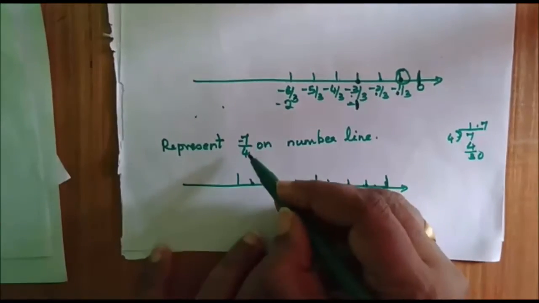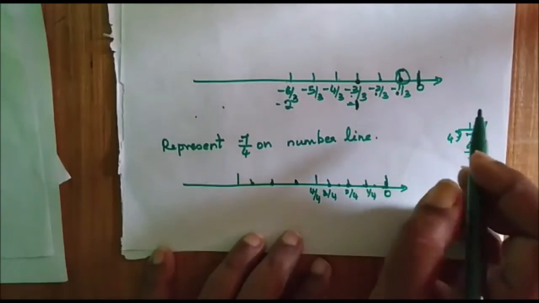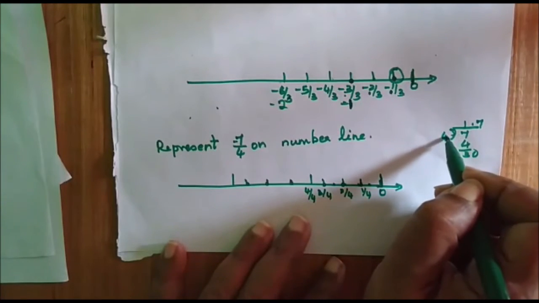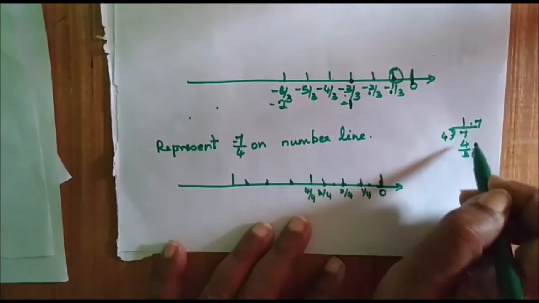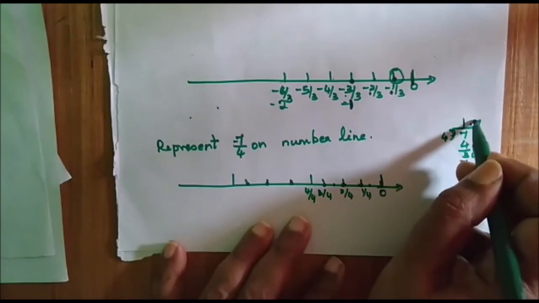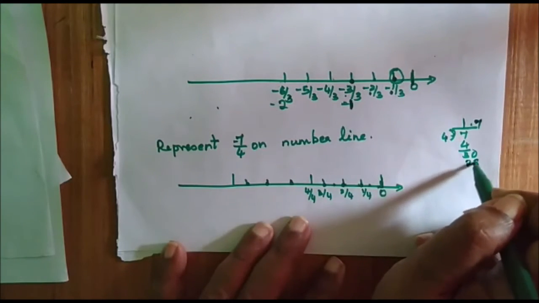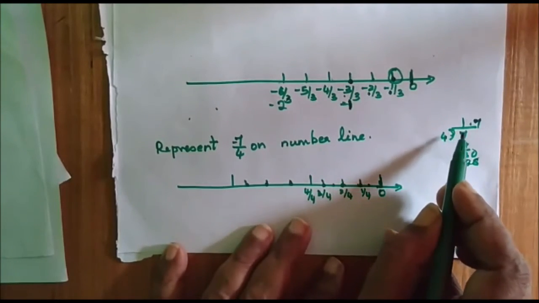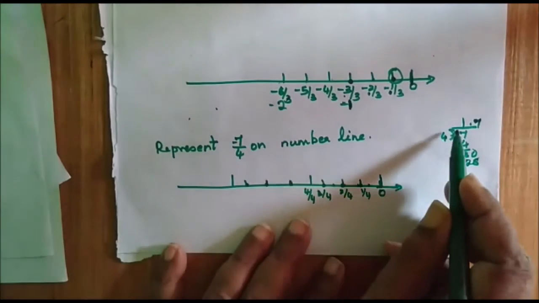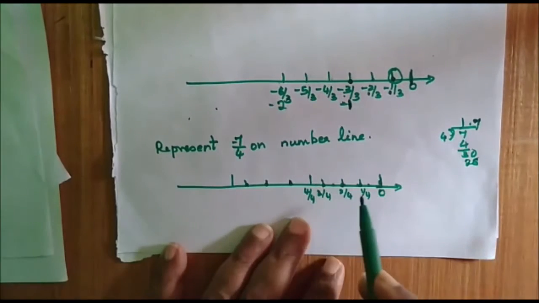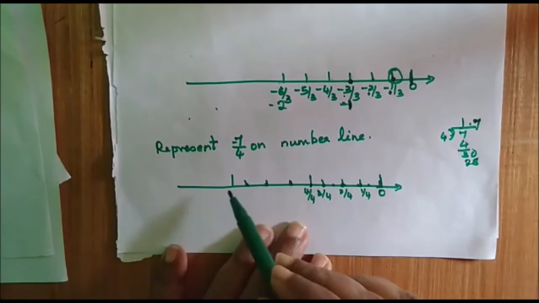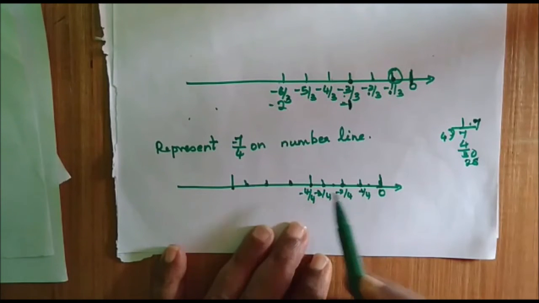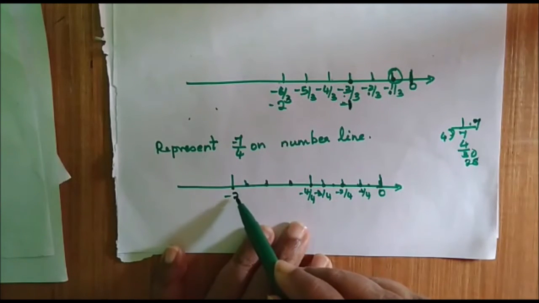Similarly, representing minus 7 by 4 on the number line. Before that, we'll do a slight division. 7 divided by 4 goes 1 time. Remainder is 3. 4 times 7 is 28. Okay. So here it is 1.7. What is the location of 7 by 4? It is 1.7. That means it lies between 1 and 2. Okay. It lies between minus 1 and minus 2. I hope you get it.